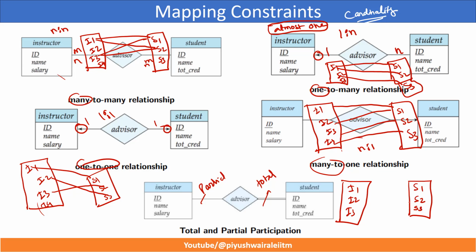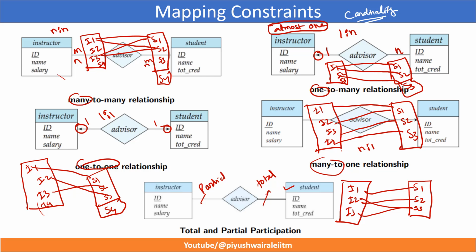So what is total participation here? Each entity in a set, particularly here from the student side, each entity in this particular set must participate in the relationship, right? For example, in the previous case, if S4 doesn't have any instructor, that is also fine. But here every student must have an instructor. So S1 should have I1, S2 I2, or S3 I2 or S3 I3, anything can be possible. Every student will have some instructor. That is what total participation is. So each entity in an entity set must participate in the relationship. So that's about total participation.